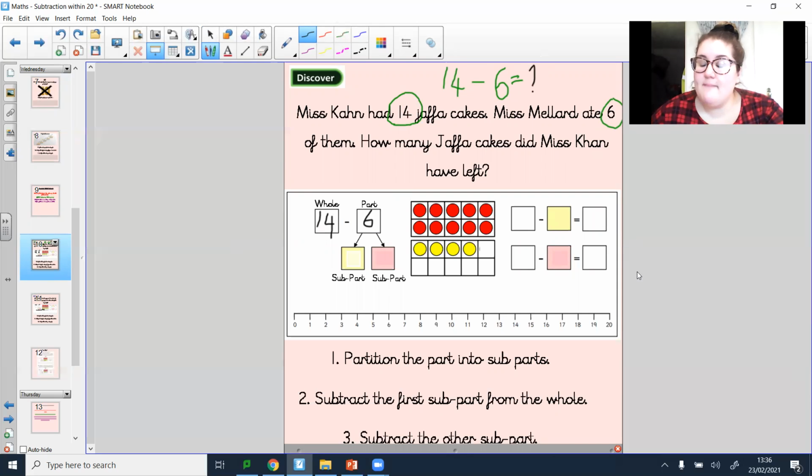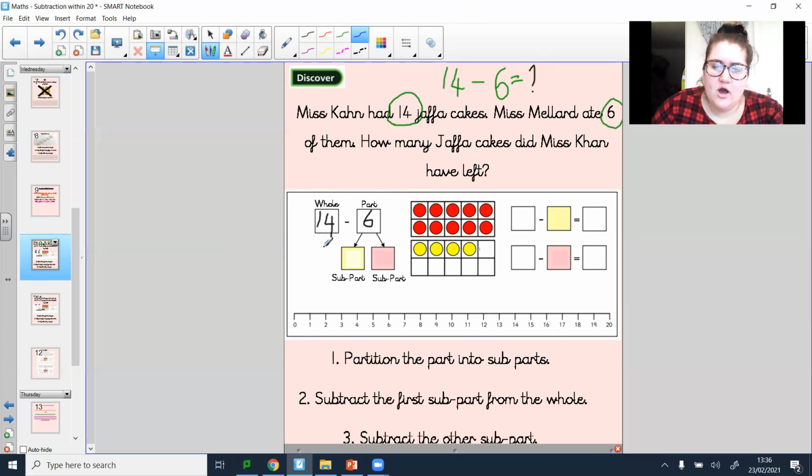So I'm just going to remind myself of step 1. Partition the part into subparts. Oh, yes, of course. Well, here's the part, okay? I need to partition, I need to chop it up into subparts. So I've got 6.